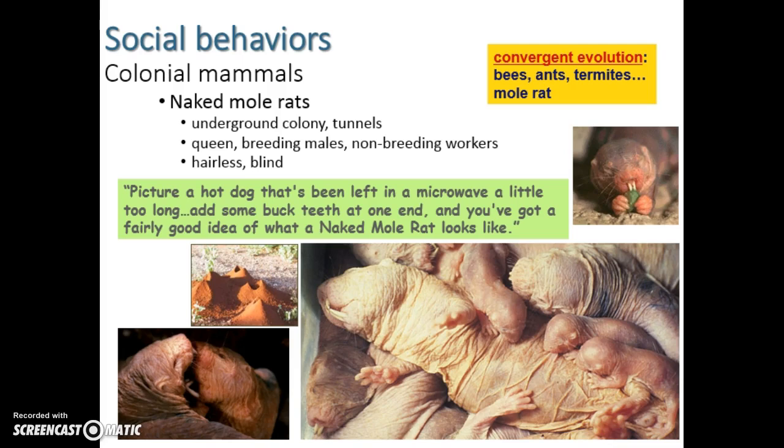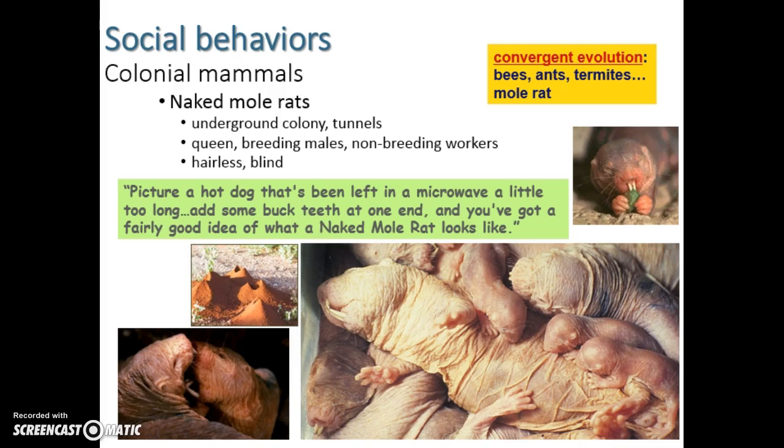Another type of altruism occurs among colonial mammals. Another type of colonial animal would be bees, where a lot of the individuals give up their reproductive rights. They will actually provide food for a key individual of their population. Naked mole rats are colonial animals where they have a queen with breeding males, but the rest of the population are non-breeding workers who remain hairless and blind.